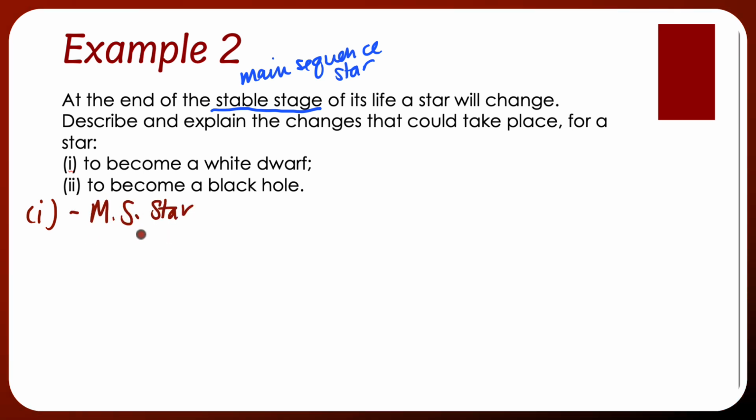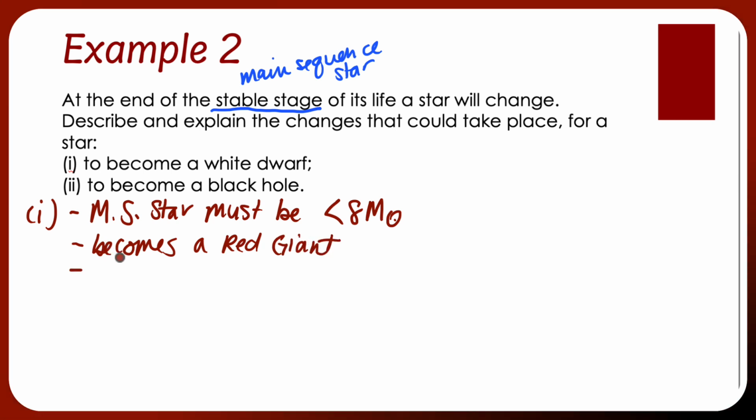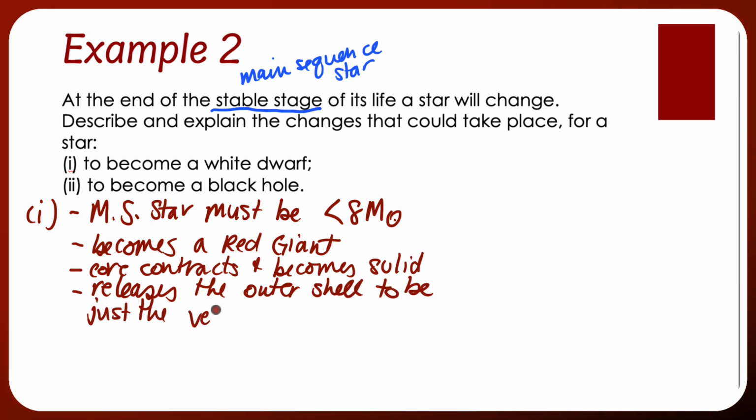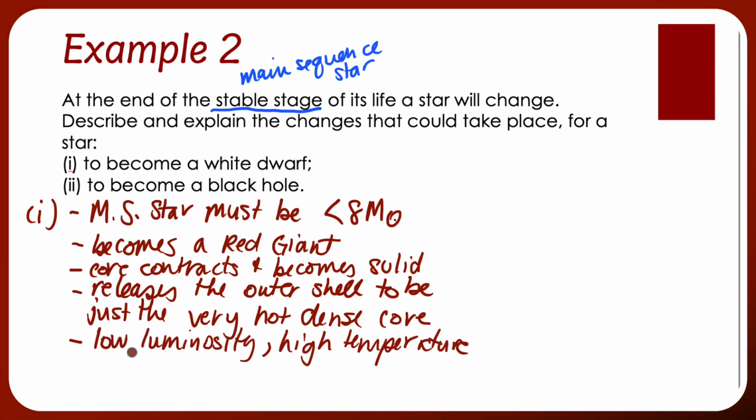By the way, I would not write this point like this on a test or exam. I would actually write out main sequence star. So to become a white dwarf, we need to be less than 8 solar masses. It will next become a red giant before it becomes a white dwarf. At this point, its core is going to contract to become solid. It's going to release the outer shell. It's going to have a low luminosity and high temperature, and that will be the white dwarf.